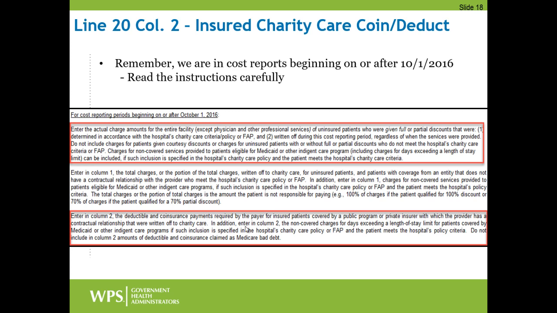But in addition, enter in column 2 the non-covered charges for days exceeding that length of stay limit for the patients covered by Medicaid or another indigent care program, if that inclusion is specified in the hospital's charity care policy. Do not include in column 2 amounts of deductible and coinsurance claimed as Medicare bad debt. So that's a very key statement, that last piece that we'll talk about a little bit later.